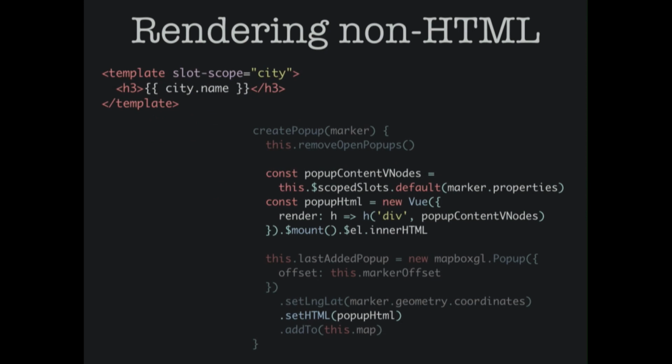And I want to show you how we're actually doing that in MapboxGL. So here we have our scoped slot, and we're passing marker properties to it. This creates some vnodes, virtual nodes. These are like blueprints for HTML. And then we're creating a new Vue instance to render the popup content nodes, get the inner HTML, and then set that popup HTML. So now we've turned Vue into sort of a generic template system, like Pug or Handlebars or EJS, embedded JavaScript in HTML files, where you can pass it some data and use it outside of the DOM that Vue is controlling.